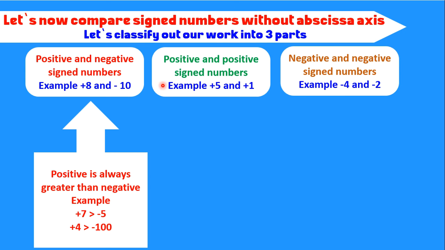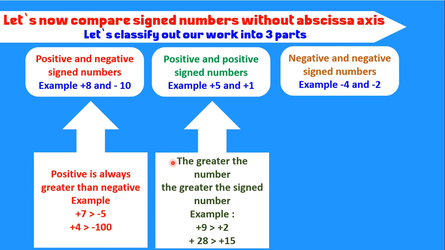Let's see positive and positive signed numbers. The greater the number, the greater the signed number. So, if the number here is 9 and the number here is 2, which number is greater? For sure, 9. So, plus 9 is greater than plus 2. Here, the greater number is 28. So, plus 28 is greater than plus 15.